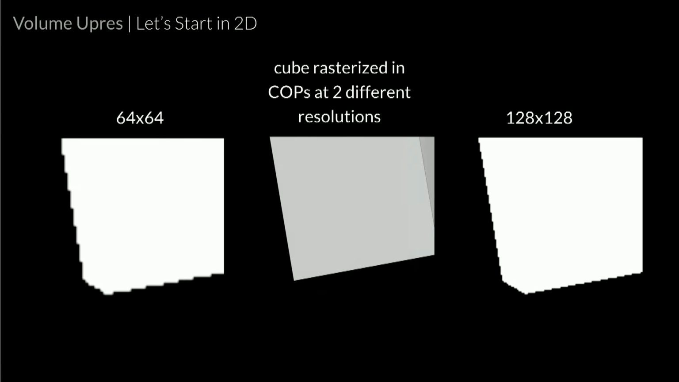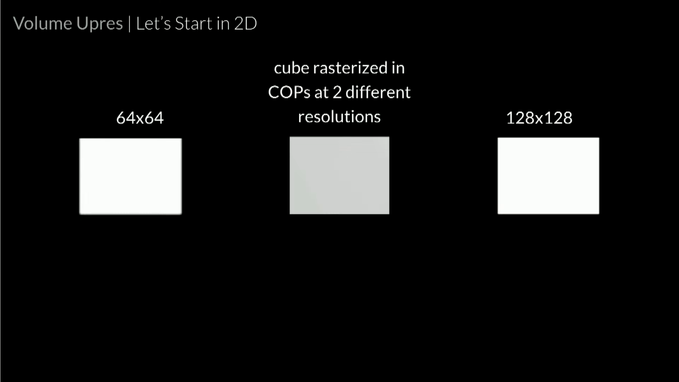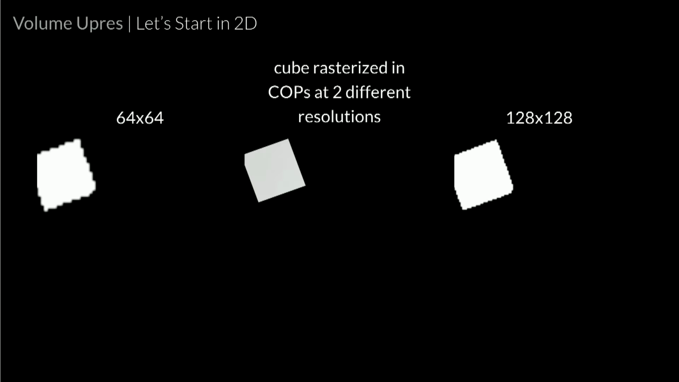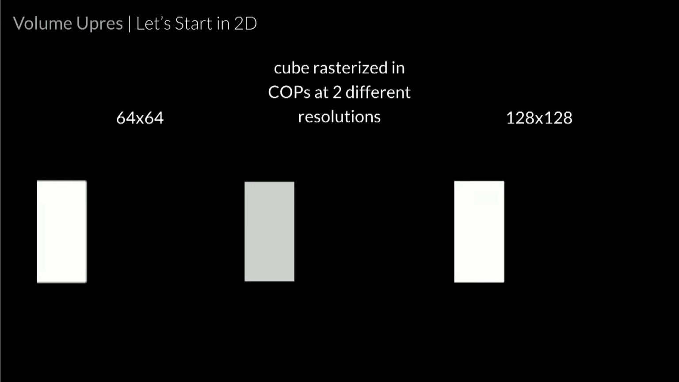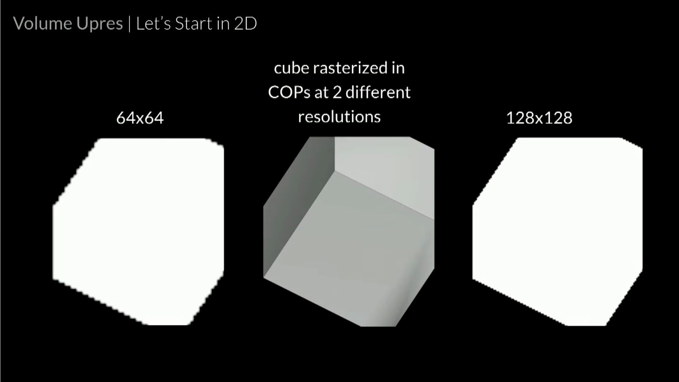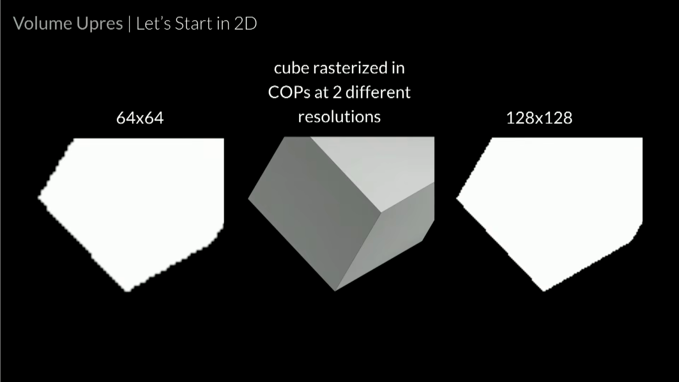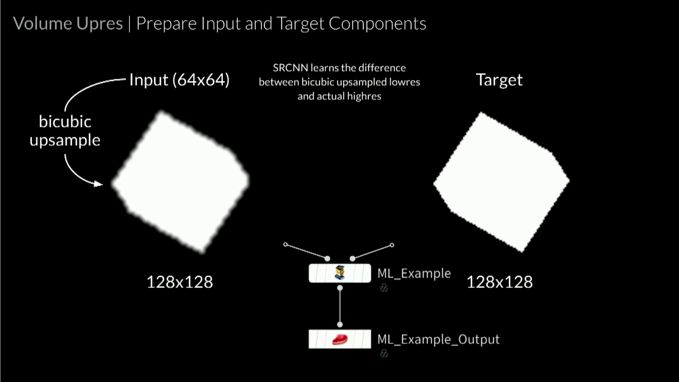To get started, it's best to begin with something much, much simpler. In this case, we just want to learn to predict the upscaling of a rasterized cube silhouette. Basically, double the resolution. To create the dataset, we can use the ML Example subnodes, which take care of all of the data wrangling before outputting it to a .raw file on disk for the training to use later.